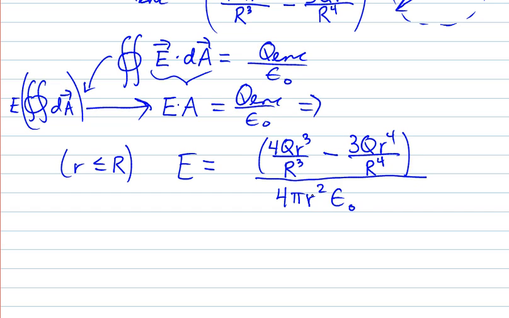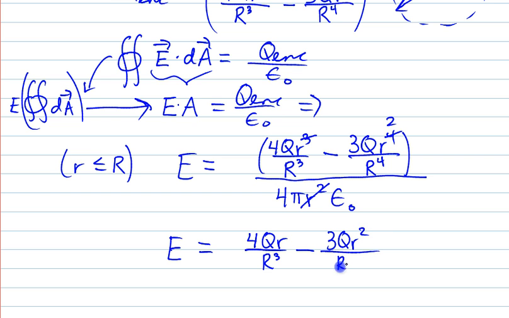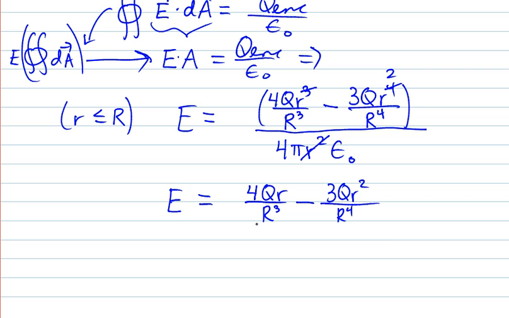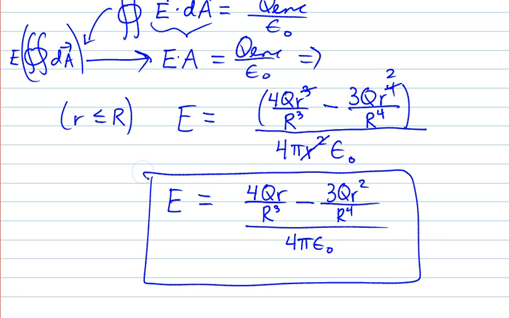Okay, so we have some cancellation. That goes away completely. That goes to the second power. I'm just going to leave the 4 pi epsilon naught there. So the electric field is 4qr over big R cubed minus 3qr squared over big R to the fourth. And this is all over 4 pi epsilon naught. So this is the electric field as a function of r when we are inside of the Gaussian surface.